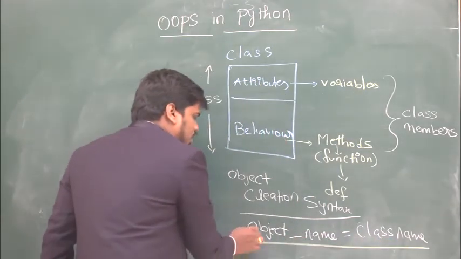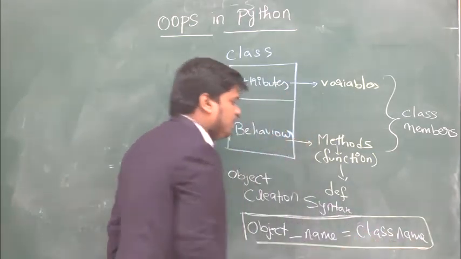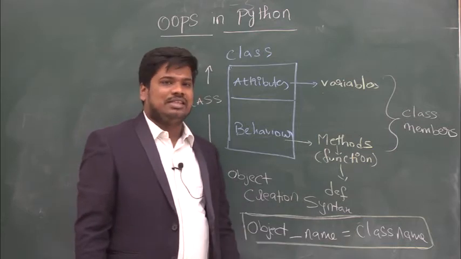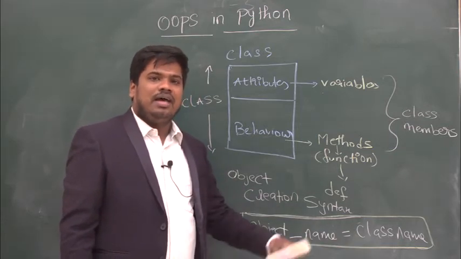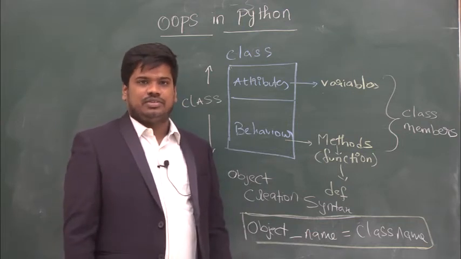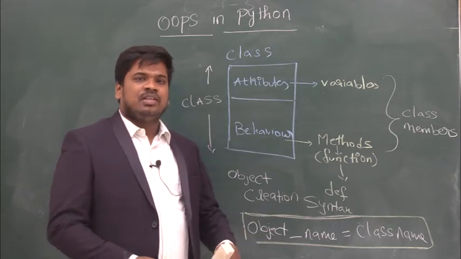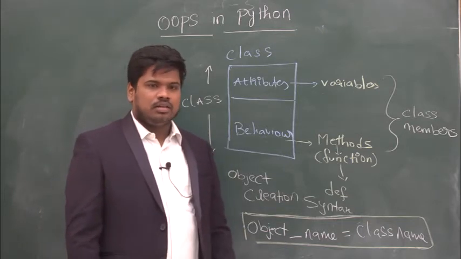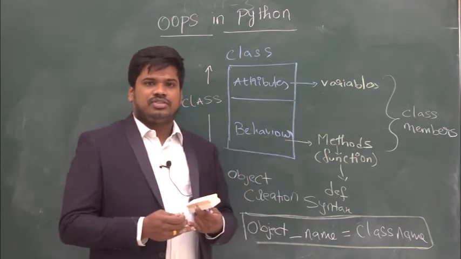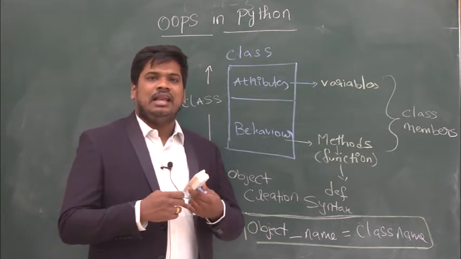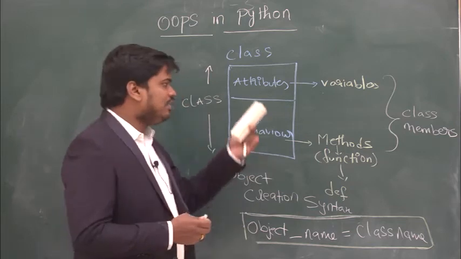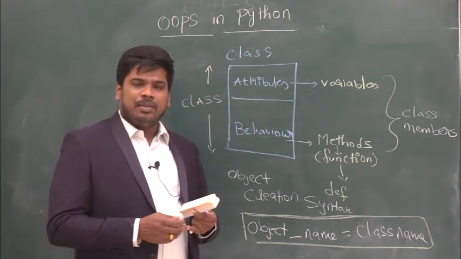I am repeating again: in order to create an object, the syntax I have to follow here is object underscore name is equal to my class name. This is how I will create my object. An object is an instance of my class. Instance means, for example, I can create n number of objects, and by using n number of objects, I can access my class members happily.